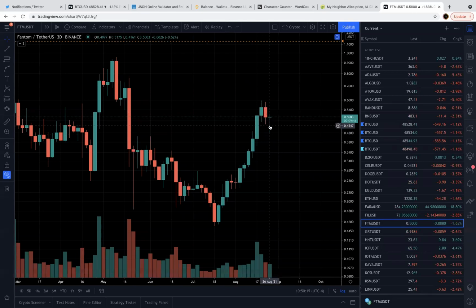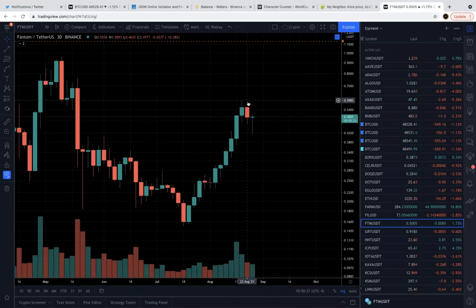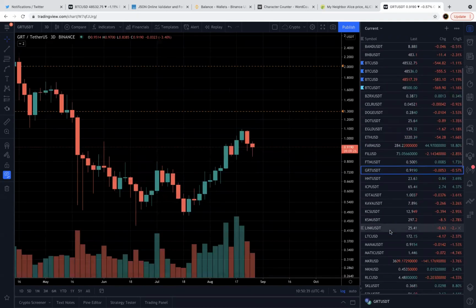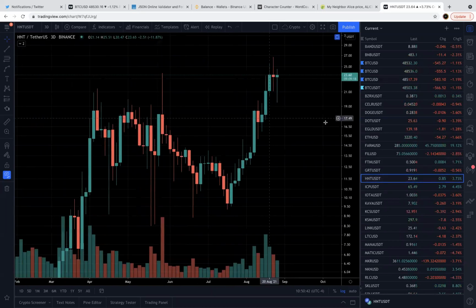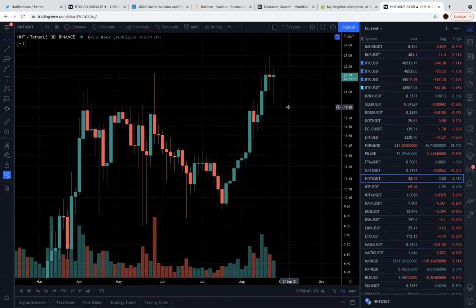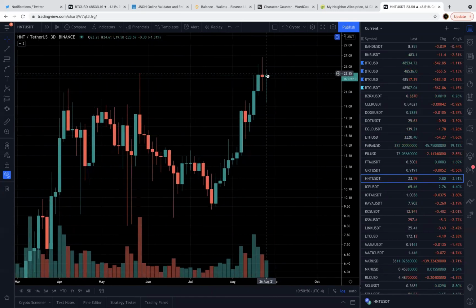FTM, it went below, but now recovering quickly. You see now, showing strength here. So this was like a double top. Now then a correction, and then now rising. GRT went down like many other charts we saw, nothing new. HNT showing its strength, it went down, but look at the recovery, right? So it is sitting on top near all-time high, so shows its strength.